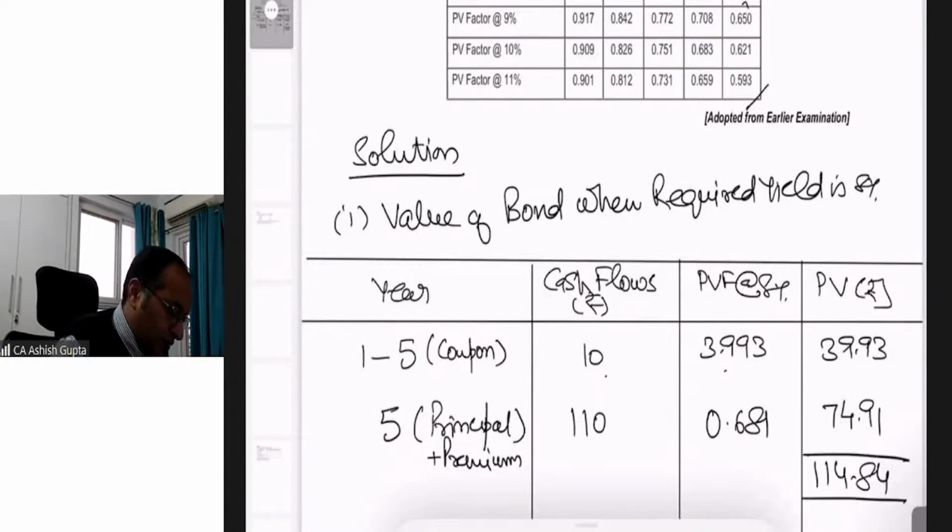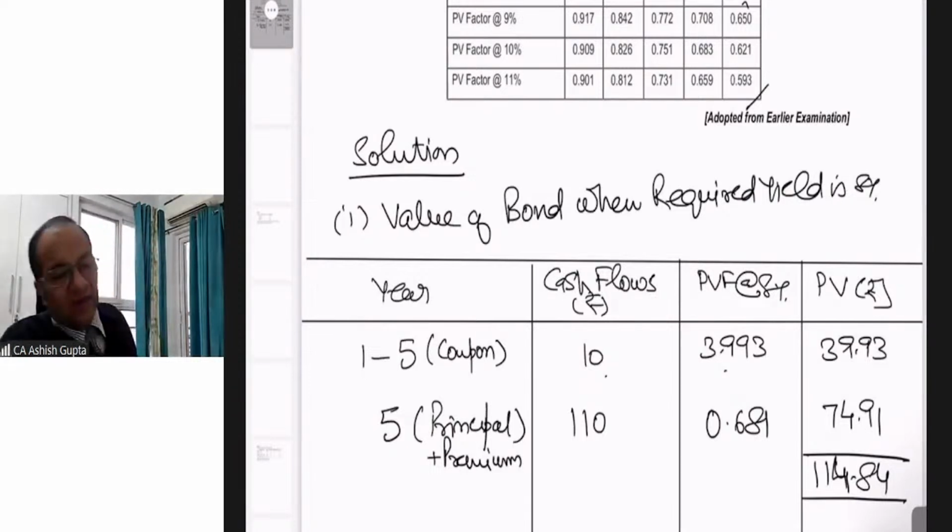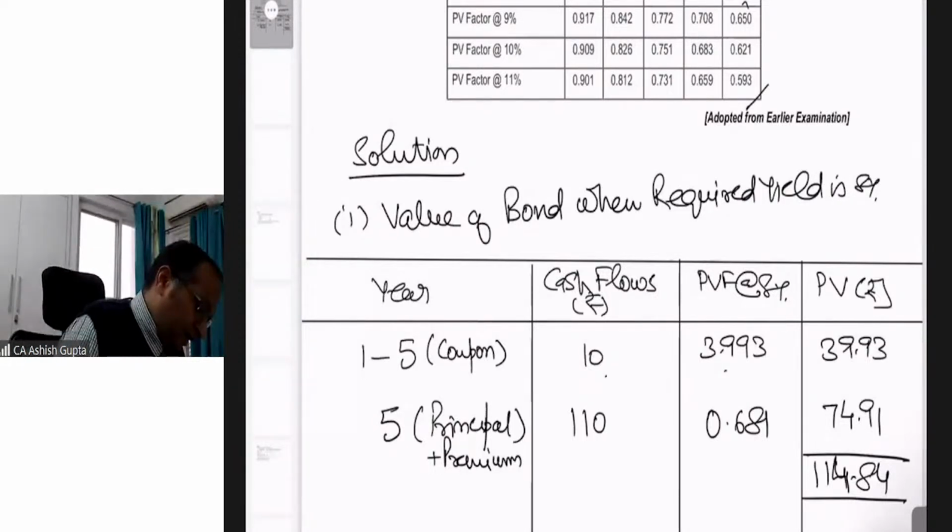Okay, students, I hope it is very simple, and you can understand how we have computed it. So this much price is justified for a bond as on date, for a bond that is paying a 10% coupon. Okay, now next we compute quickly.